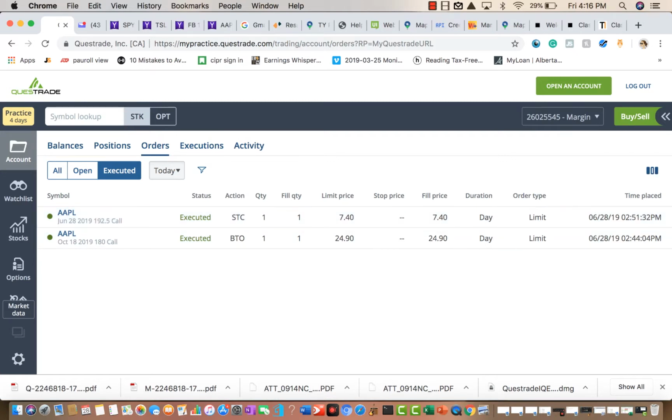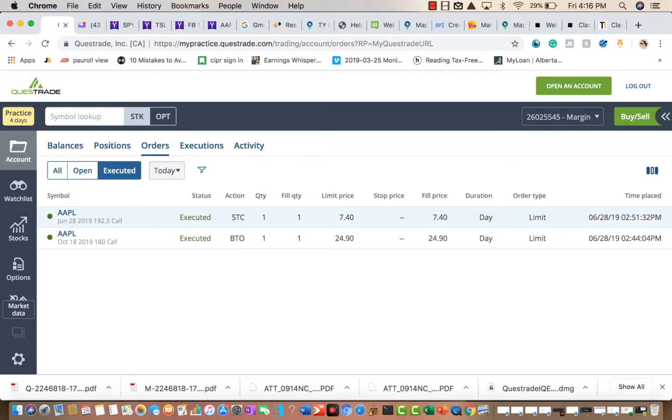All right, let's go to Apple. So again, status executed means the order went through. Your broker accepted your request to enter the trade. That's why it says executed. And this is what you basically want to see when you're entering the trade. You want your order to get executed.